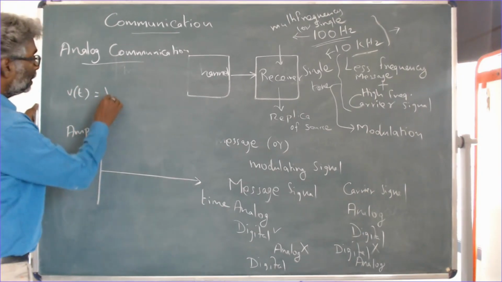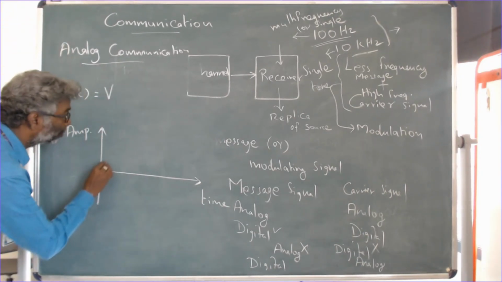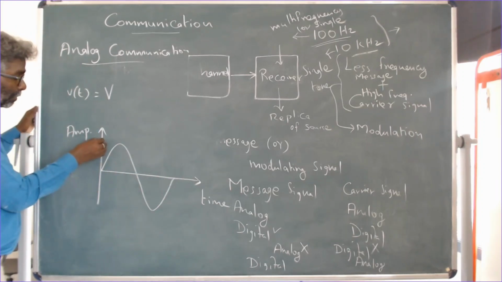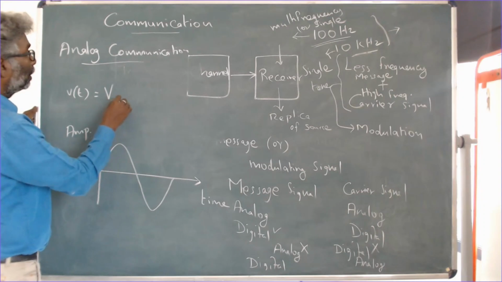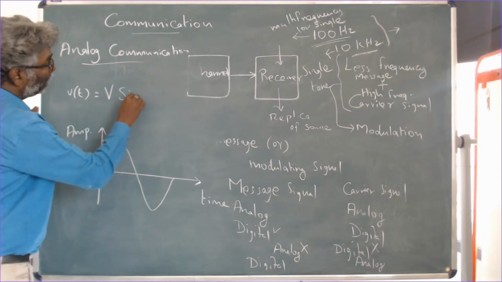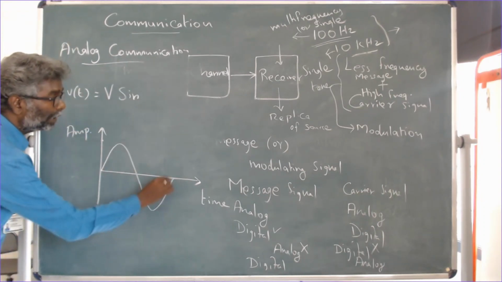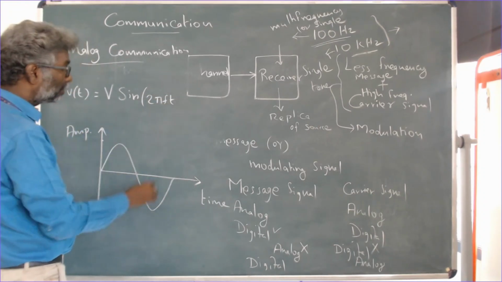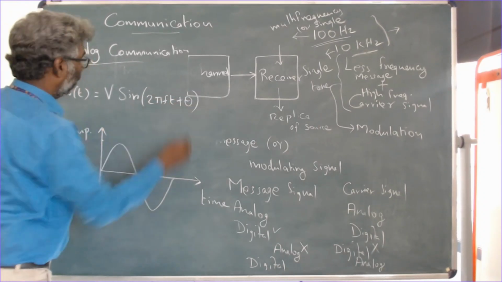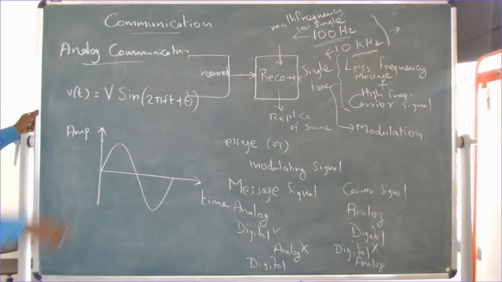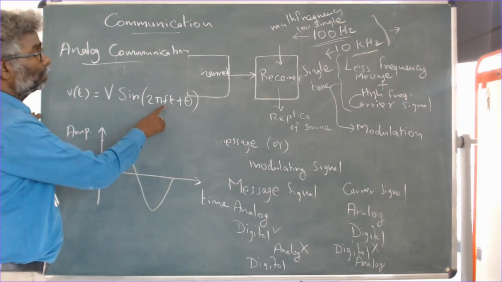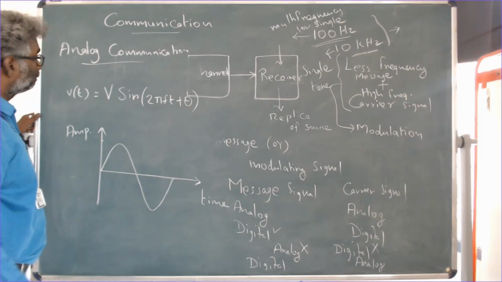So V of t is called a sinusoidal waveform, right? This is the amplitude V. The waveform is a sine, so it completes a cycle. So 2 pi ft, and there may be some phase change. So I can represent the sinusoidal wave mathematically: V of t equals V times sine of (2 pi ft plus theta).